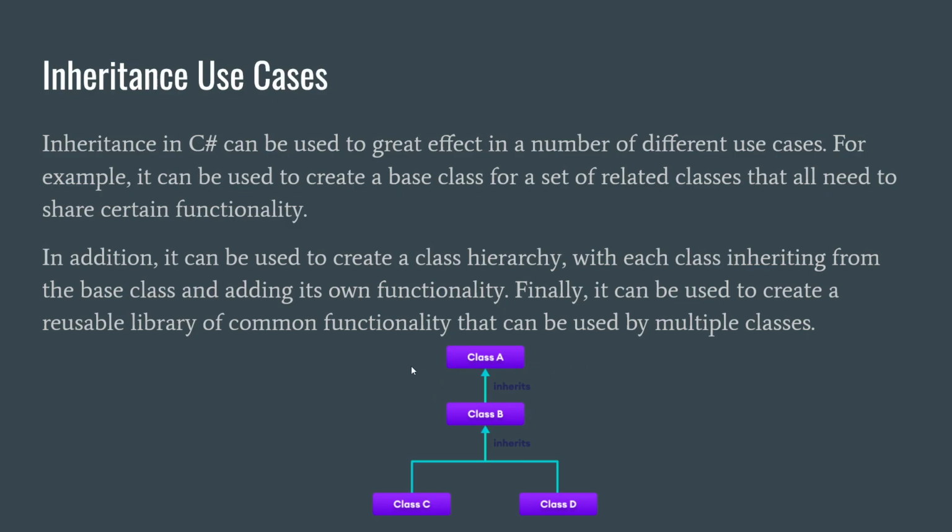You can see it's going level by level by level. So that right there is the simplest I could make, right? It's class A. Class B is deriving from class A. Now C and D are deriving from class B. So that is creating a hierarchy right there. And also, the use case would be that it can be used to create a reusable library of common functionality, and that can be used by multiple classes.